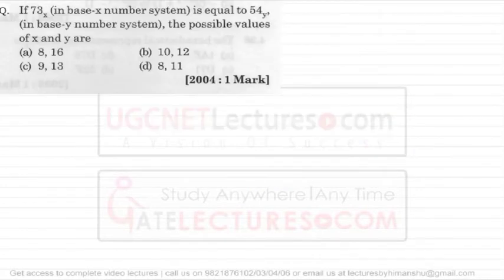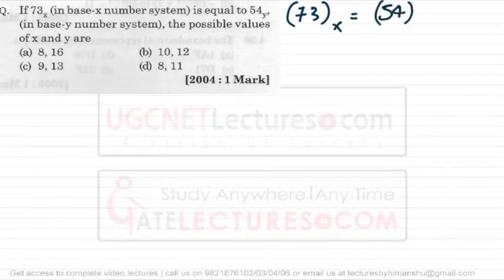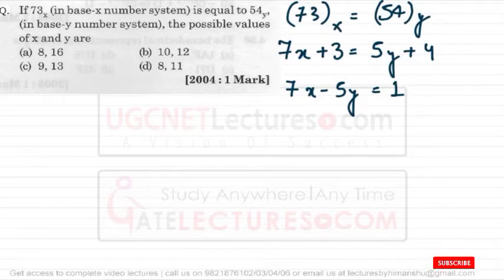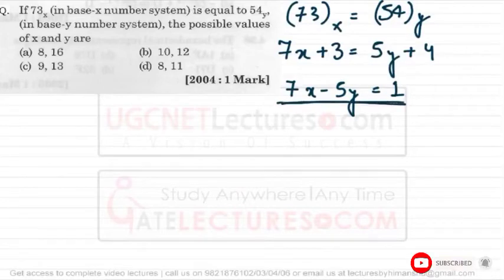Look at the next question now. You're given that 73 in base x is equal to 54 in base y, and they're asking for the possible values of x and y. Just convert these numbers into the decimal number system first. Then you can write this as 7x plus 3, and at the RHS you get 5y plus 4. So just rearrange. You get 7x minus 5y is equal to 1. Now the only way to solve this question is to check with the options. You put in the values of the options and check which option satisfies this equation. Since you have only one equation, you can check.